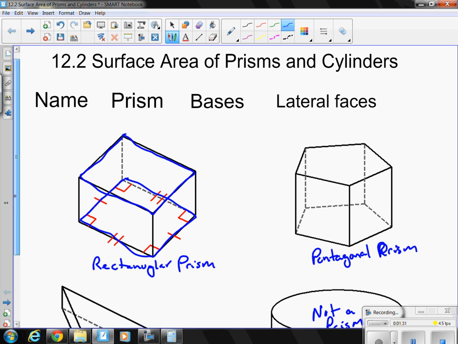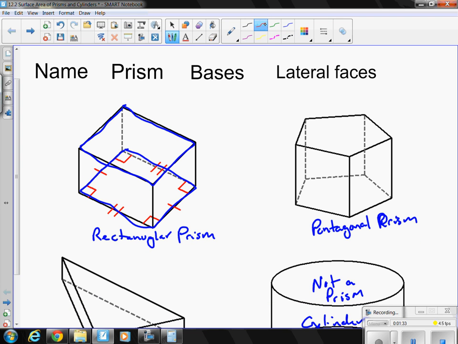All right, the lateral faces. So the bases are what we did in blue. The lateral faces are the faces connecting. That's a lateral face. So all of them together would be the lateral faces. It's the polygons connecting the bases together.